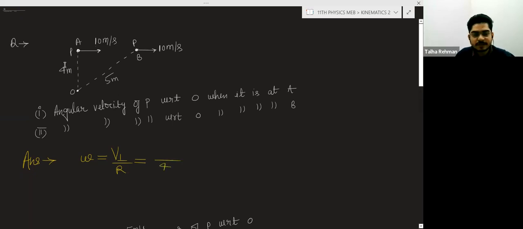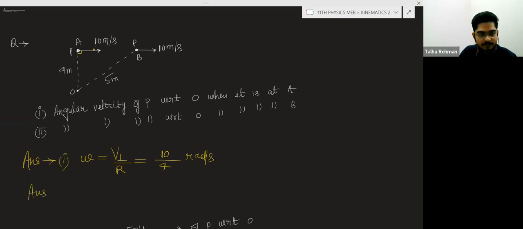In the first part, you are finding the angular velocity of point A with respect to this point O. One point will always be given. With respect to some point, you have to calculate the angular velocity. So with respect to O, this time the radius is this, and the velocity perpendicular to R is 10 meter per second. So it will be 10 by 4 radian per second. This is the first answer.